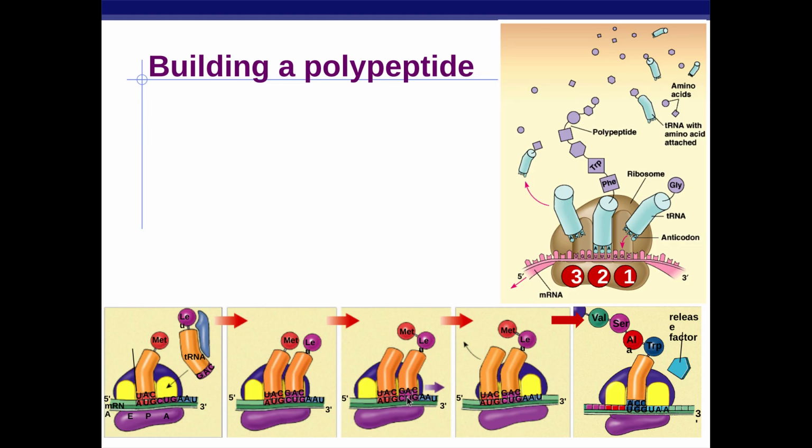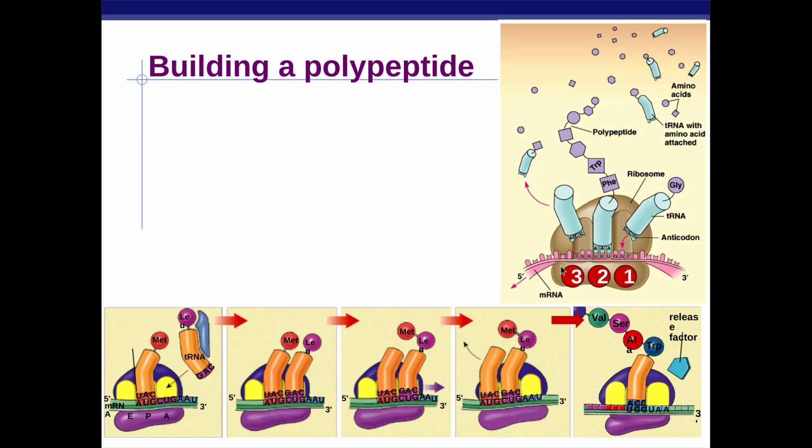When they form a bond, again the whole thing is going to shift one more triplet. At this point, the methionine is going to lose its connection to the tRNA that was carrying it. So the tRNA is now sitting in the exit site or the E site. Remember APE, right?